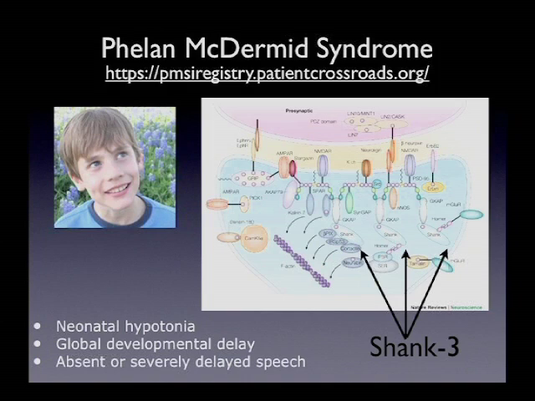22q13. And it turns out that this encompasses multiple genes, but one of the genes in this region is a gene that encodes for a synaptic protein called SHANK. In this case, it's SHANK3. And so this is a synapse, and SHANK3 seems to be this scaffolding protein that is important. And the question is, why is it that loss of one copy of SHANK3 would lead to the severe disease?